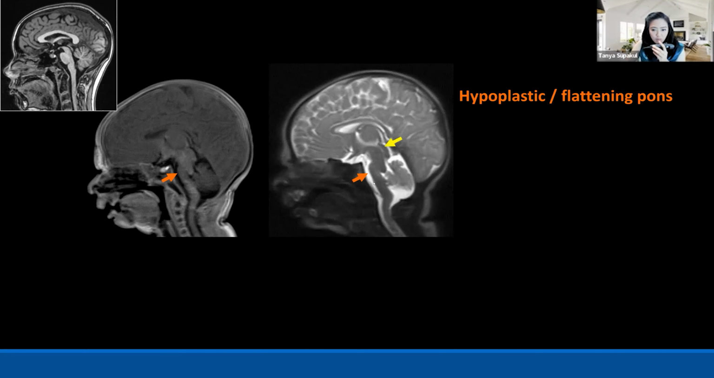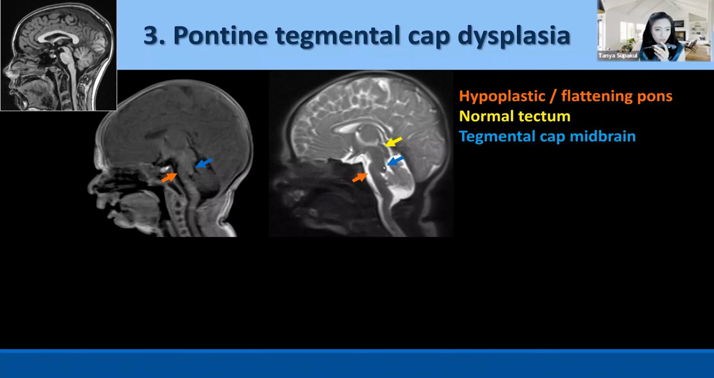And then when you check more, the tectum looks normal, but there is something in the location of the midbrain that does not look normal. The midbrain is trying to act or to make itself like the tectum. So we call this tegmental cap midbrain. So this patient turned out to have pontine tegmental cap dysplasia.